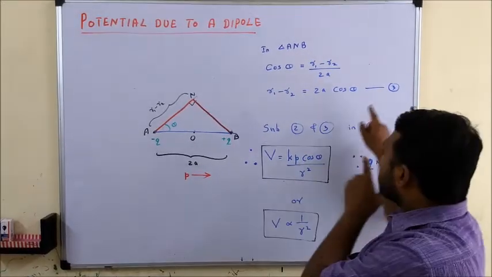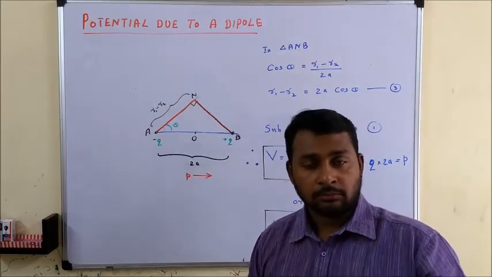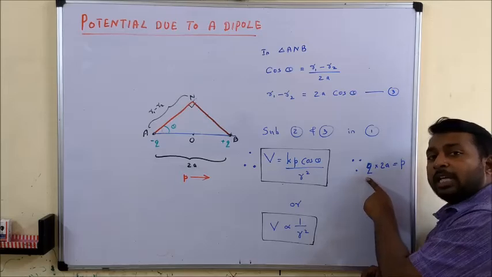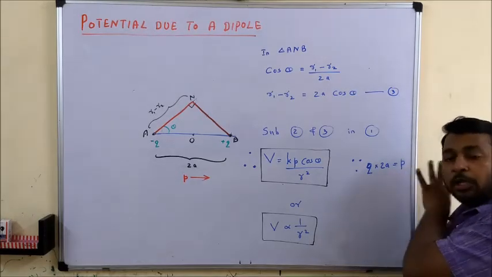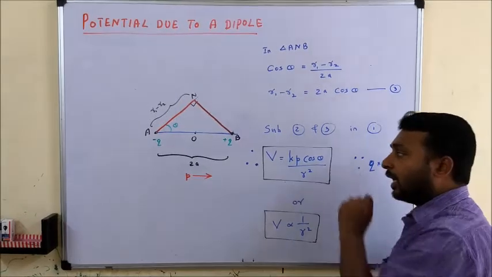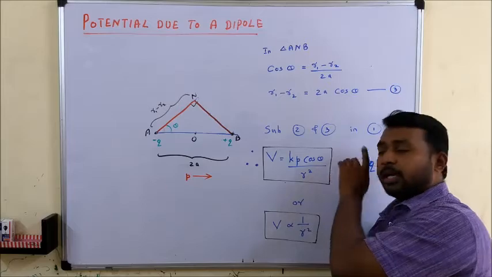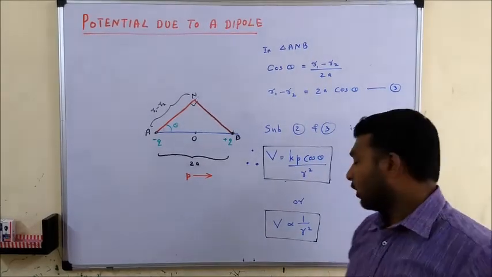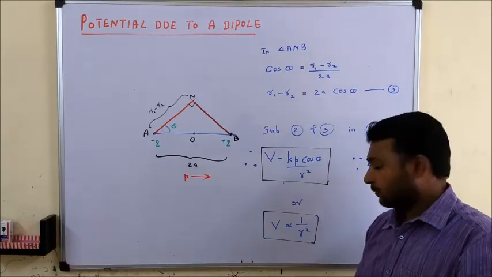You substitute equation number 3 and equation number 2 in equation number 1. And we remember the dipole moment equation: q into 2a is the dipole moment p. Substituting the value of p also, finally you will get the potential at point P is kp cos theta by r square. It is clear that the net potential is inversely proportional to the square of the distance.